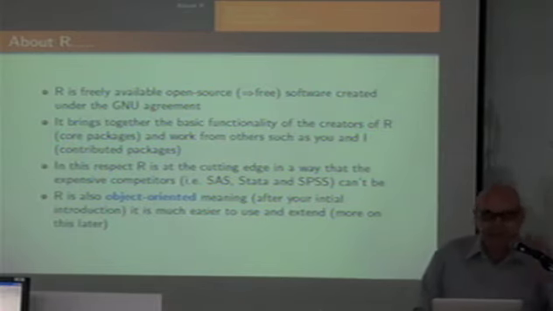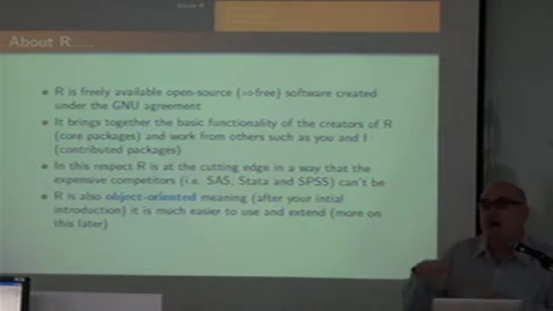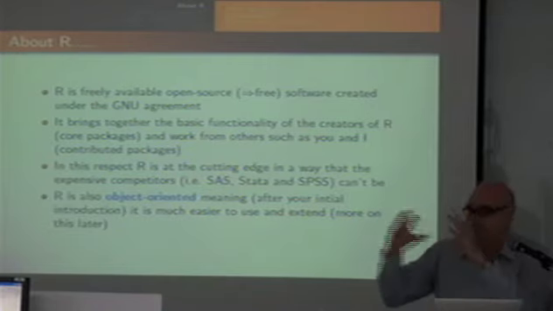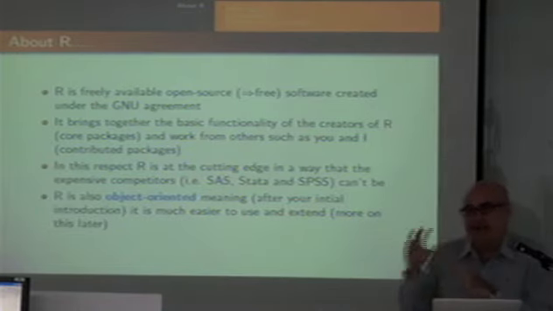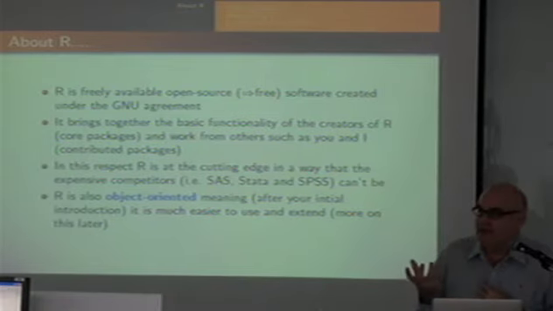R is also object-oriented. I don't want to go into too much detail about what that means. For you, what it really means is if we have a model, every model has a summary function. So if I want to summarize that model, I will just write summary, whatever the model is. So I name that model, and I ask for a summary of it, I ask for a plot of it, and so on. I'll talk about this a little bit more this afternoon when we get to it.